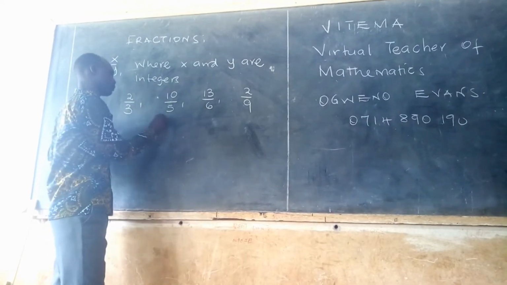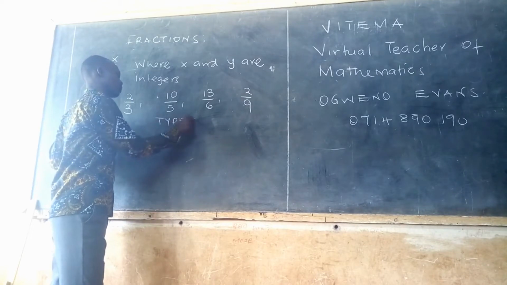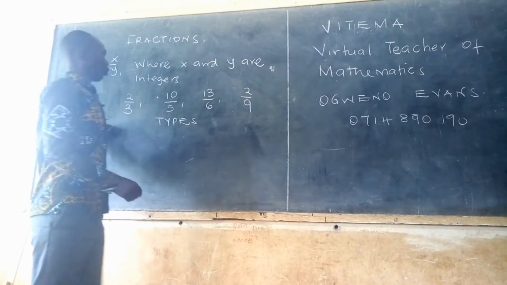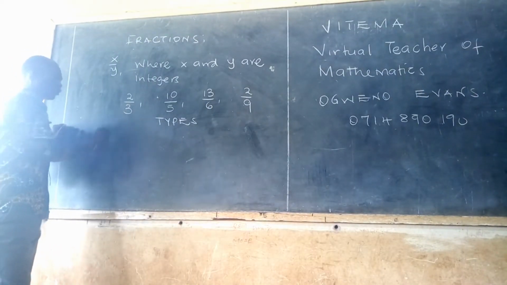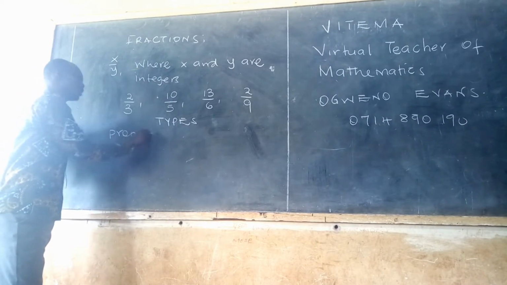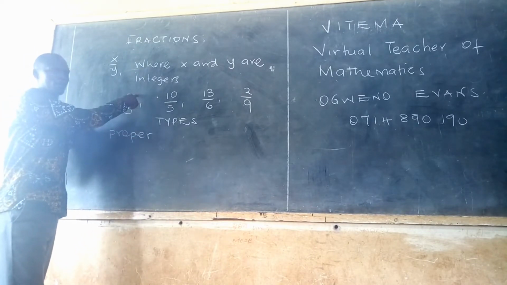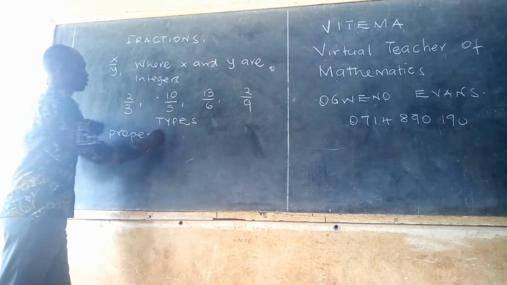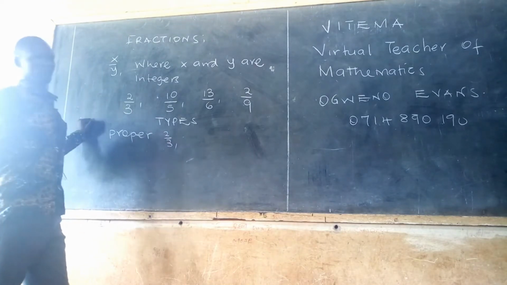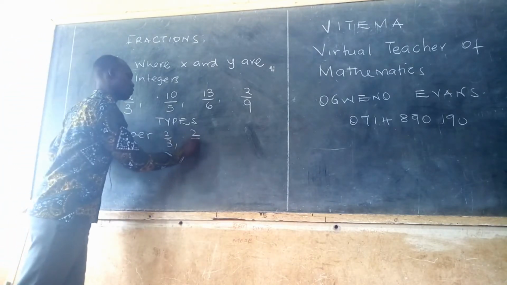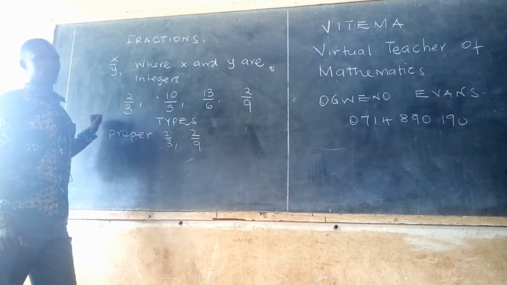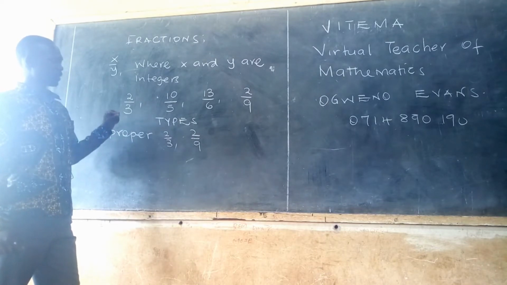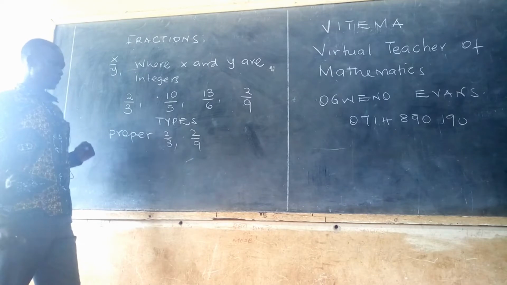Types of fractions. There are 3 major categories or groupings of fractions. One, a fraction is considered to be proper if the numerator is less than the denominator. In this set, 2 over 3 is a proper fraction, and 2 over 9 is also a proper fraction. That's the first category, proper fractions, where the numerator is less than the denominator.